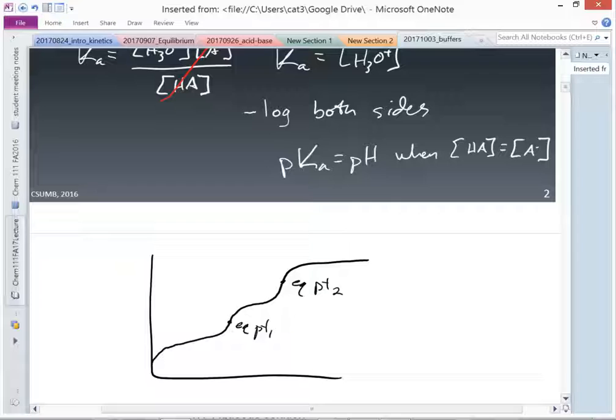What do you have at the equivalence point? A minus, because you added enough base to convert it all to the base. Where is HA equal to A minus? Halfway. Halfway in between those two.